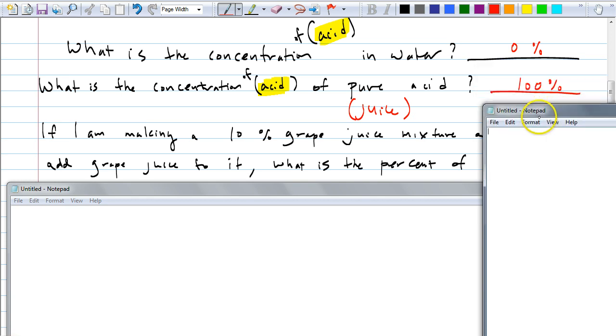100%, right? When I say acid or pure acid, everything is acid, so 100% of it is acid. Does that make sense? If I say I'm adding juice into this water, that means I'm adding 100% juice. So even though I don't say pure juice or pure acid, know that this means 100%, unless I say otherwise. Does that make sense?